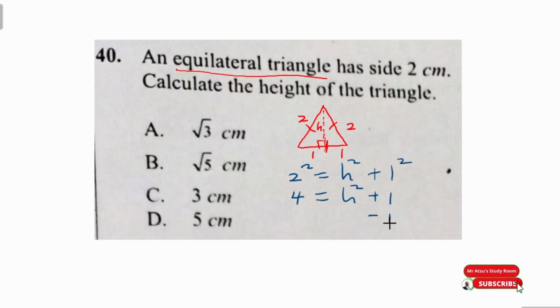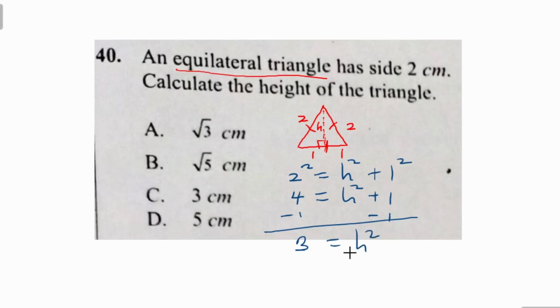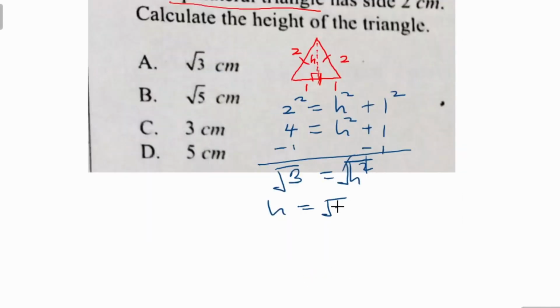And subtracting 1 from both sides, 3 will be equal to h squared. And we are solving for h and not h squared, so we take the square root of both sides. The square cancels the square root, and our h becomes the square root of 3, which is option A.